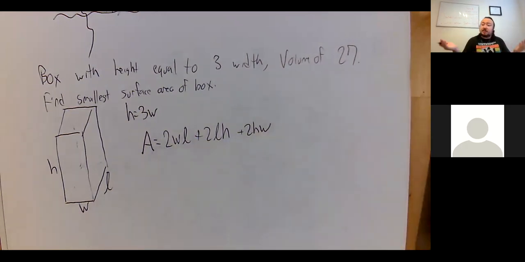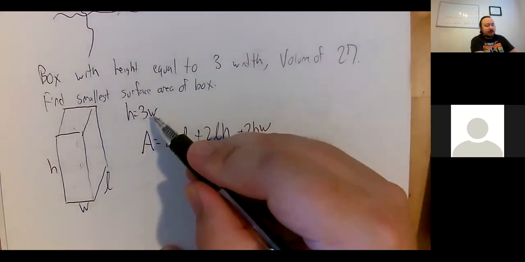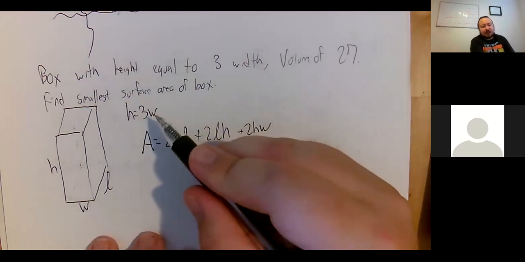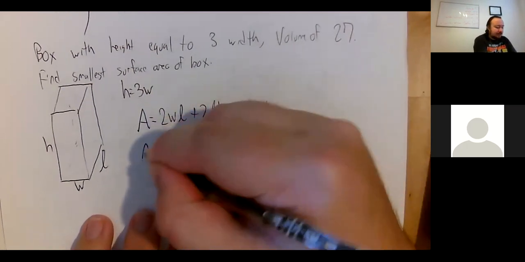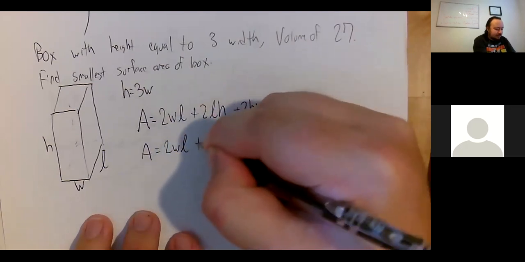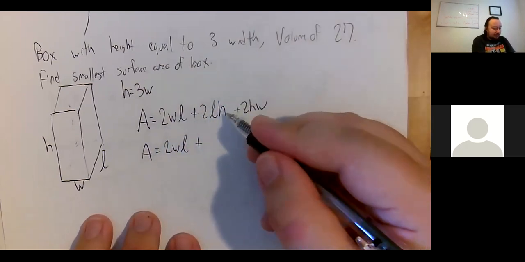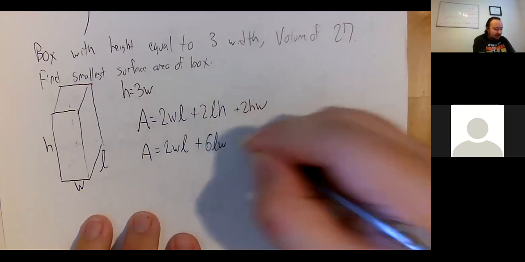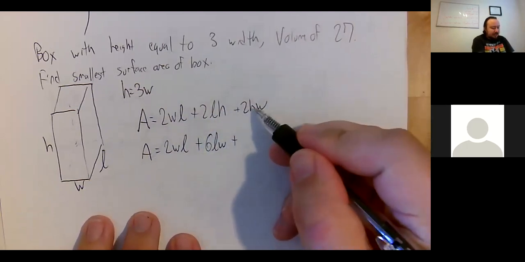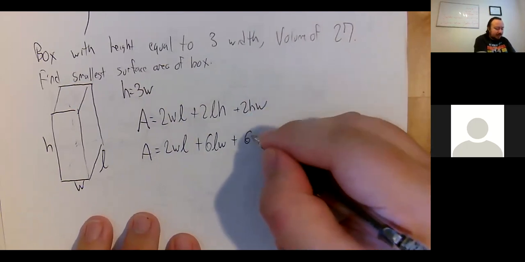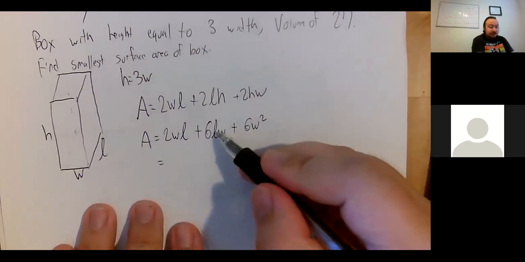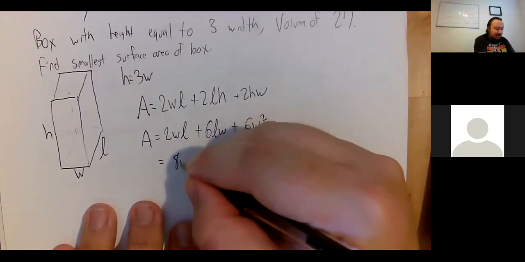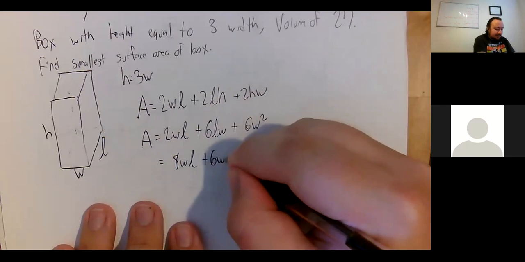But the problem is that with all these optimization problems, they usually give you too many variables in order to do that. So we need to reduce the number of variables that we have. One obvious way we could do that is that every time I see an H, I can replace it with 3W. So if I do that for this, I see an H here, so I replace it with 3W, giving 6LW. And then I see an H here, I replace it with 3W, and I get 6W squared. So combining these terms gets me 8WL plus 6W squared.